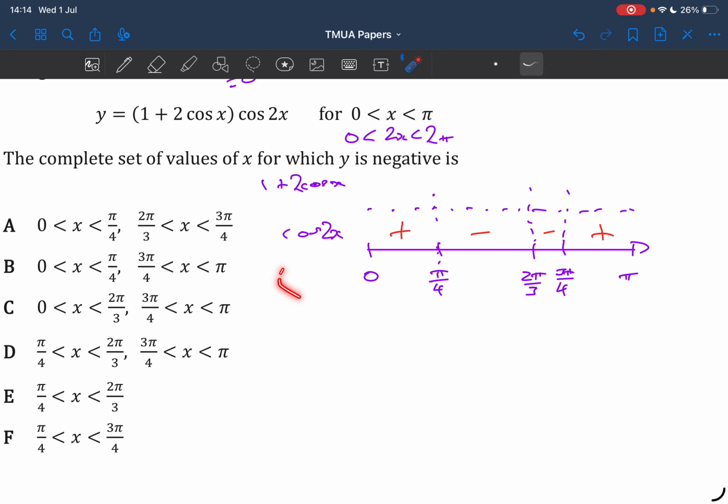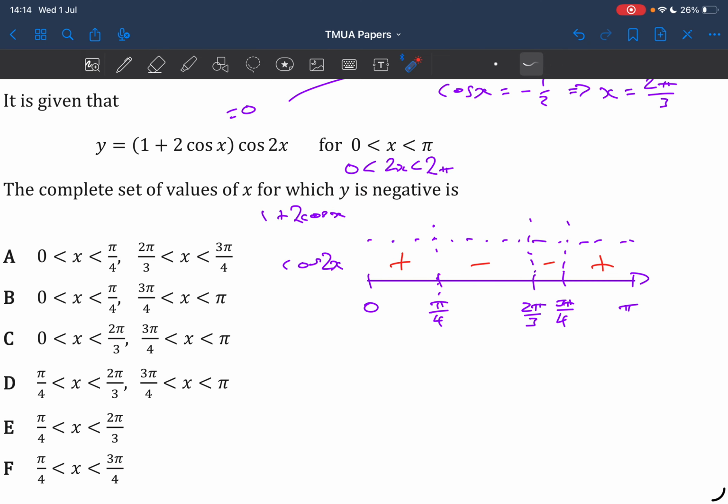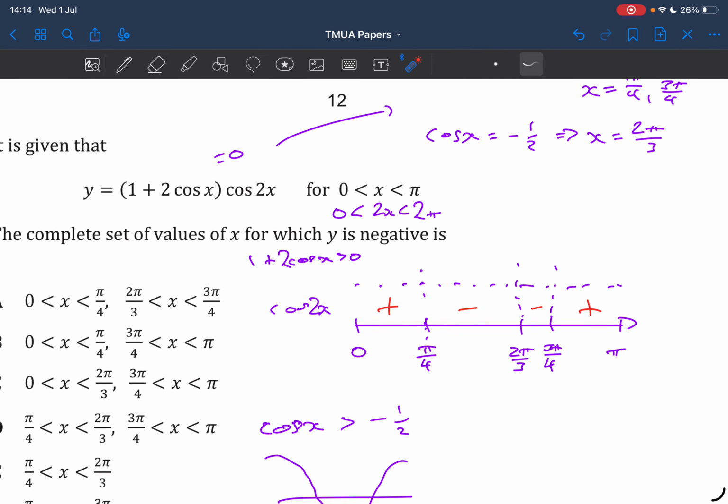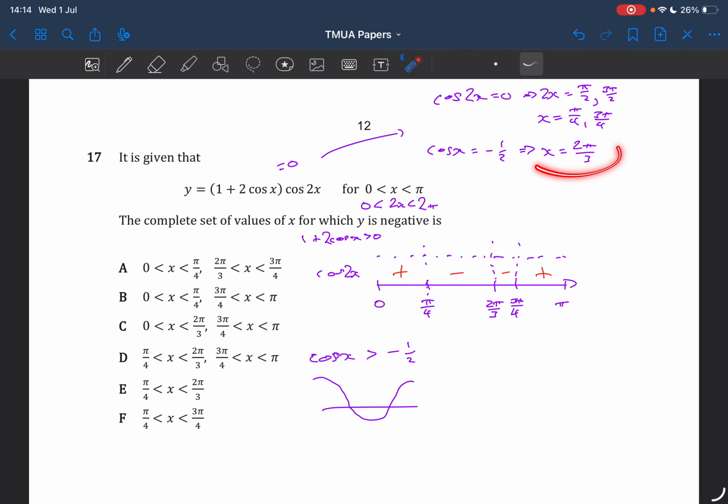Let's do a very similar thing, but thinking about when this is positive. If you have that be positive, then cos x is greater than negative a half. So if I draw that out, it's down there somewhere, wouldn't it? So when is it actually positive? It crossed at 2/3. So it's positive before those and negative after them.